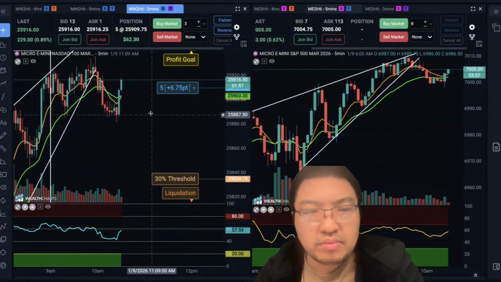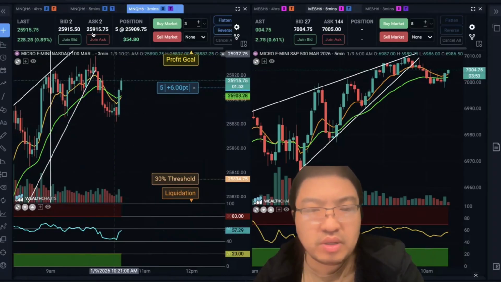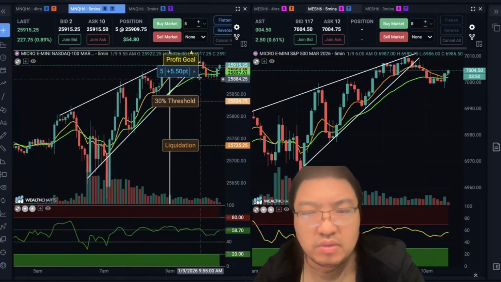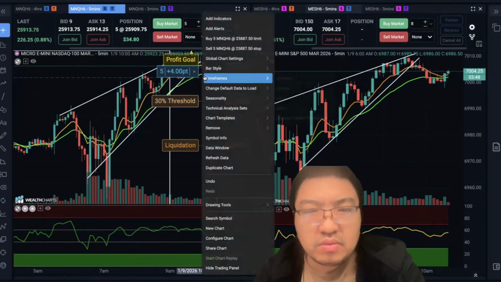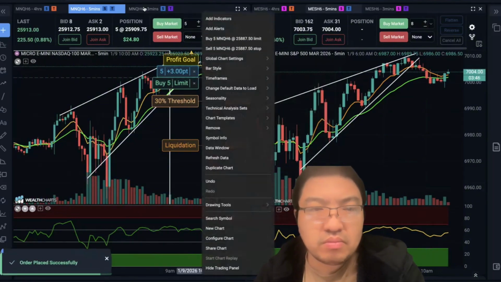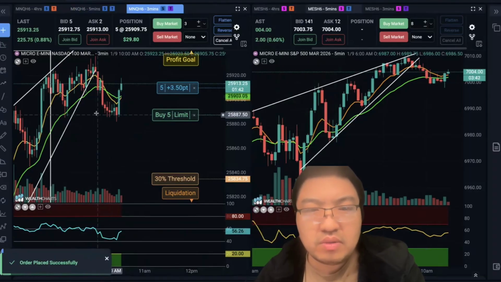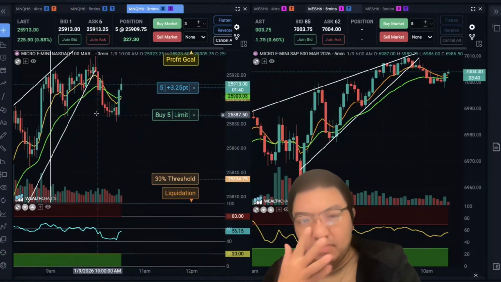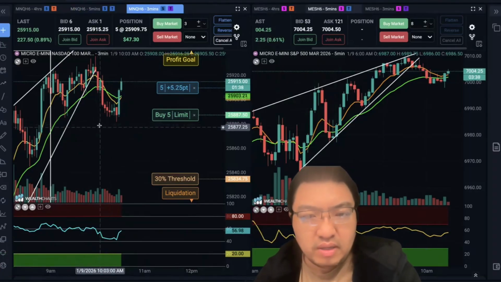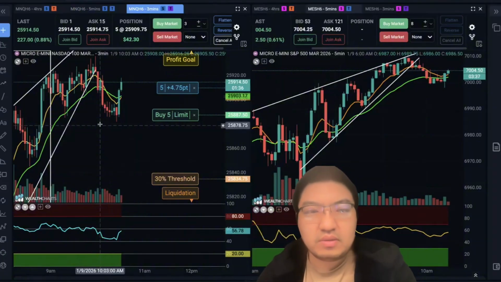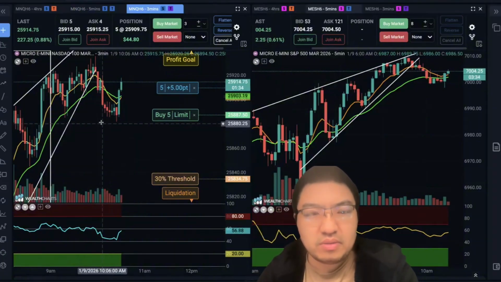Shoulder, hand, shoulder. And I'll add my complementary order somewhere here. Somewhere here. Okay, we'll see. And my stop loss somewhere here.